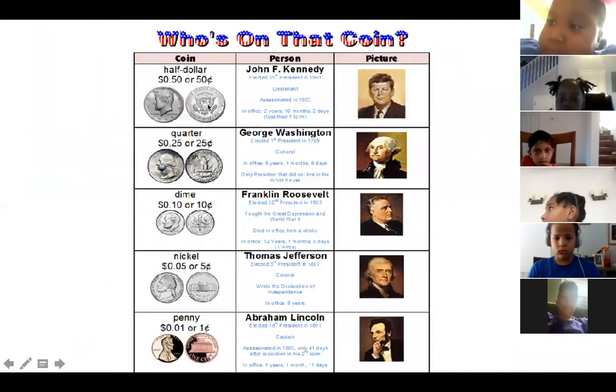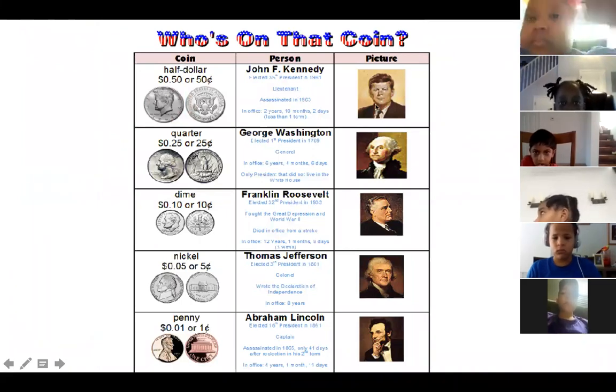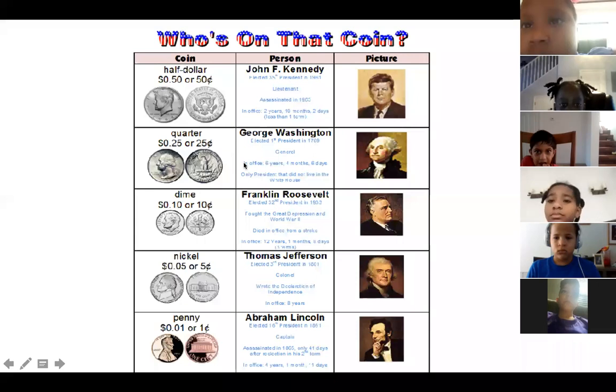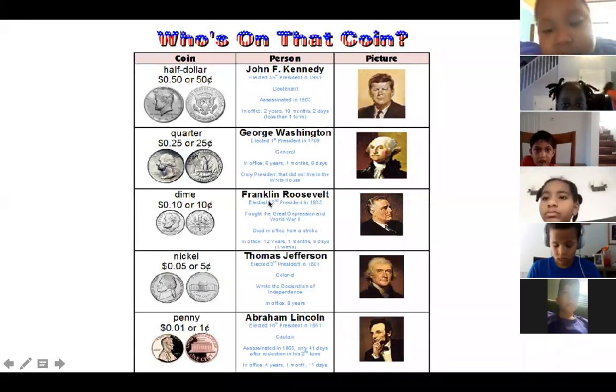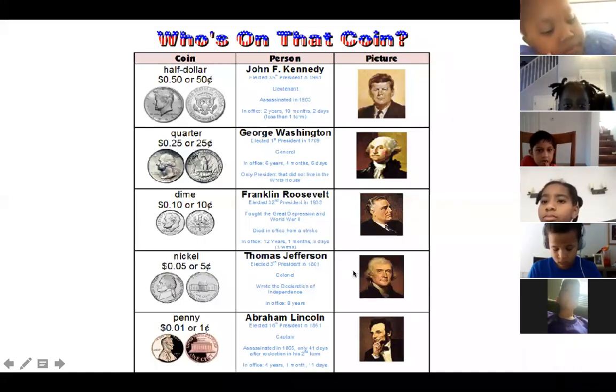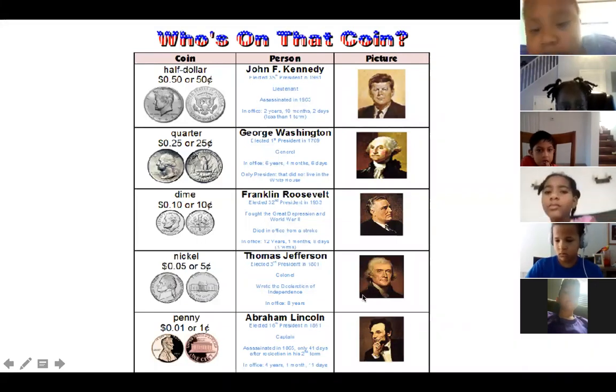So the half dollar features John F. Kennedy. The quarter features George Washington. The dime features Franklin Roosevelt. The nickel features Thomas Jefferson. And the penny features Abraham Lincoln.